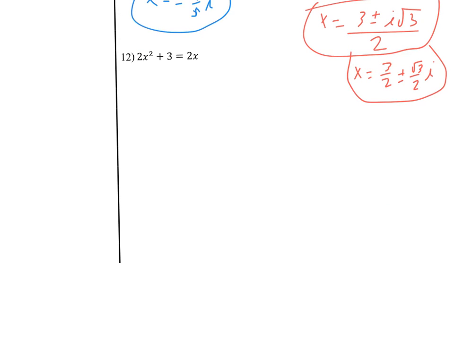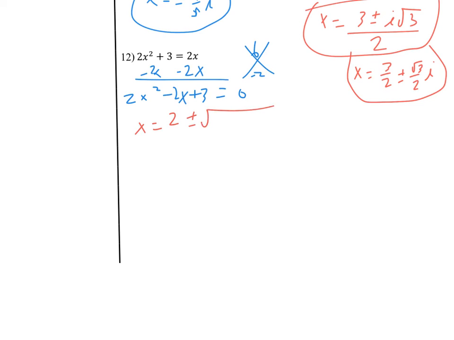So number 12, we want to get one side to 0 here, so I'm going to subtract 2x from both sides. So we get 2x squared minus 2x plus 3. Once again, I could try to factor multiplying to 6 and adding to negative 2, but it's not going to work there, so we use the quadratic formula again. Oops, that's not 1 there. It's actually 2, and then 3, all over 2 times 2.